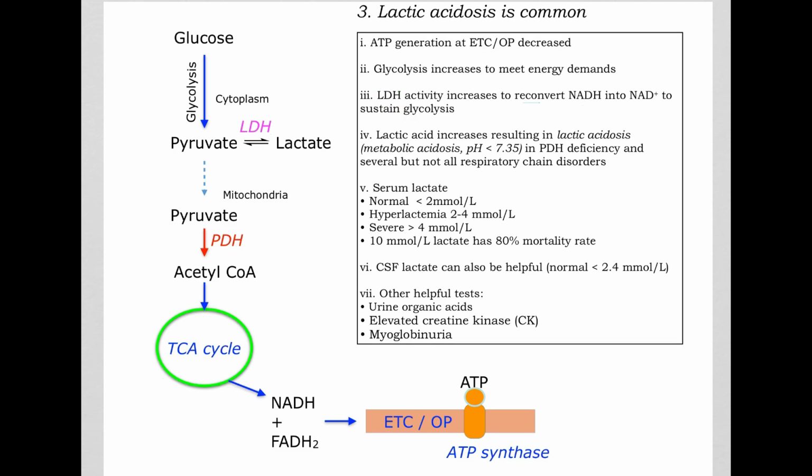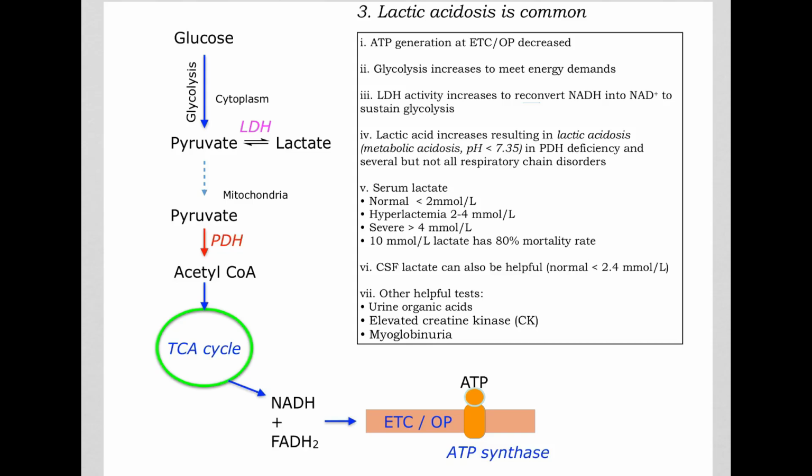Since lactate or lactic acid is an acid, that results in lactic acidosis, and the pH might drop below 7.35. So we do see lactic acidosis in PDH deficiency and in several, but not all, respiratory chain disorders.